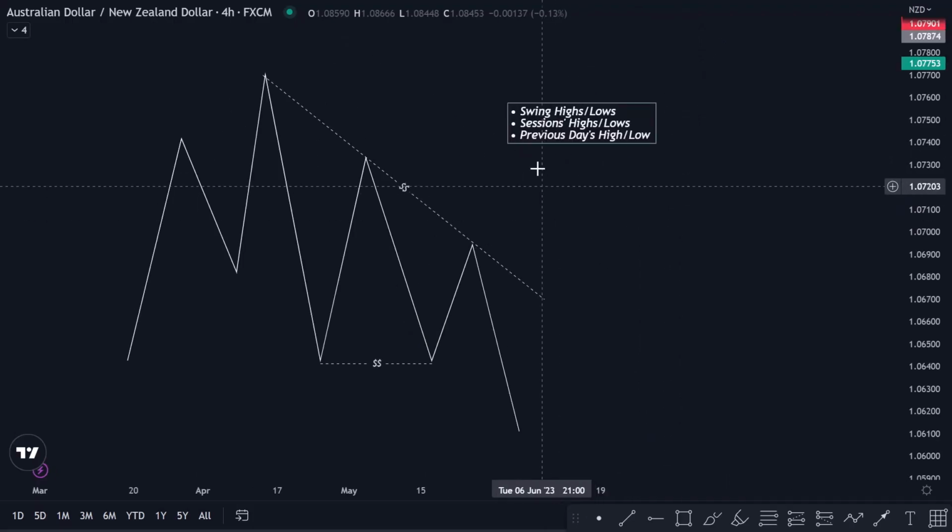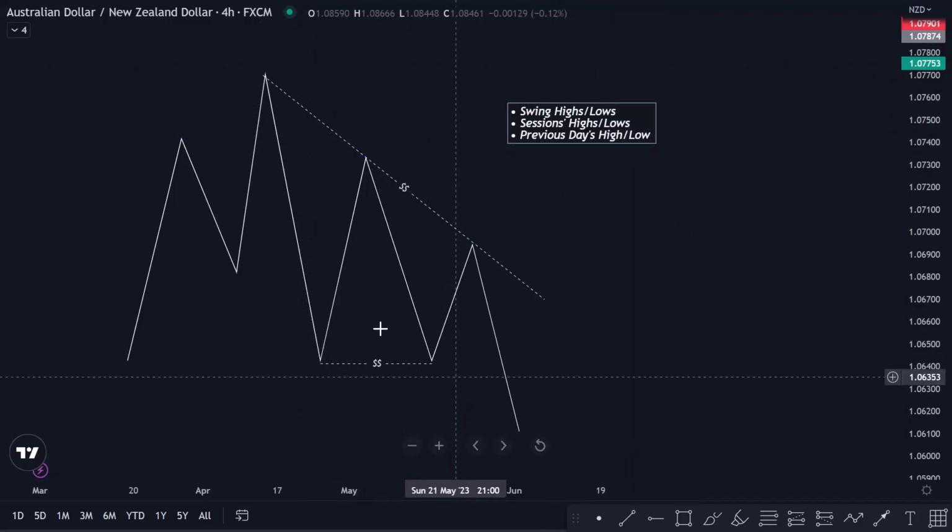So other types of liquidity, we have swing highs and swing lows. We also have the session highs and lows. So basically Asian session high and low, and then London session high and low, and New York session high and low, and the other sessions. My favorite ones are the previous day's high and low, and then we also have the equal highs or lows.